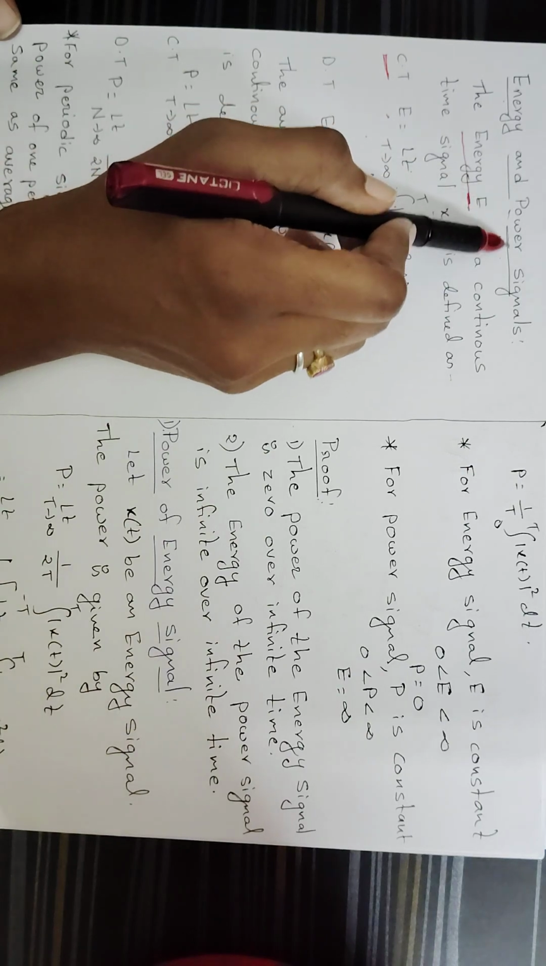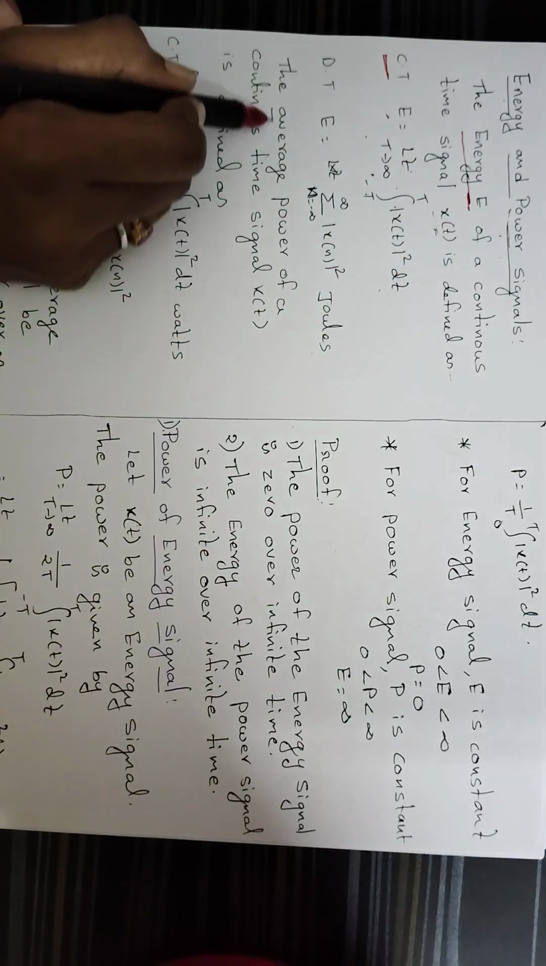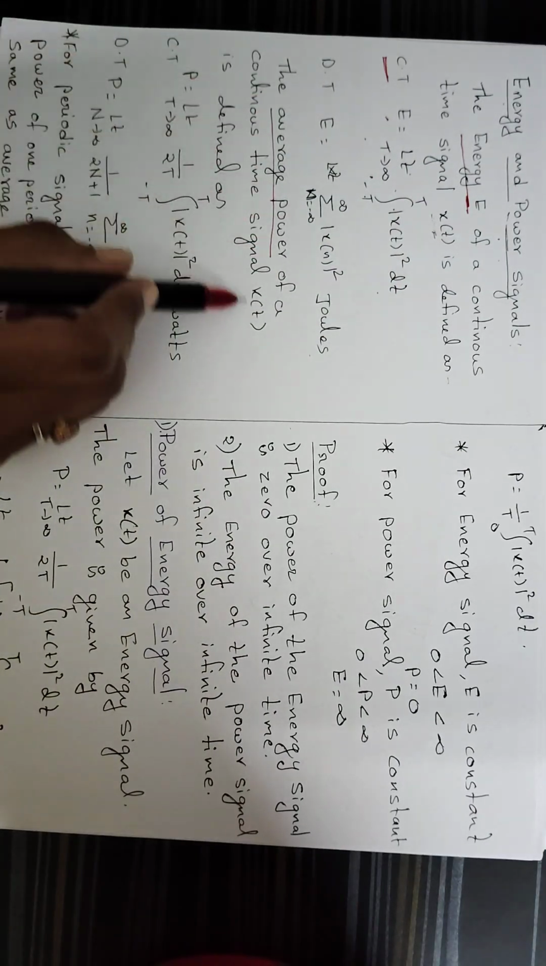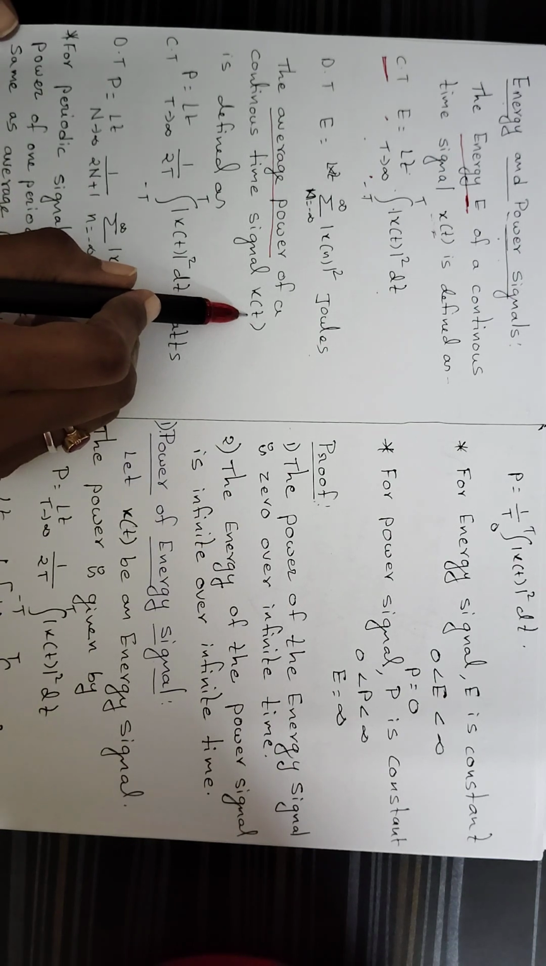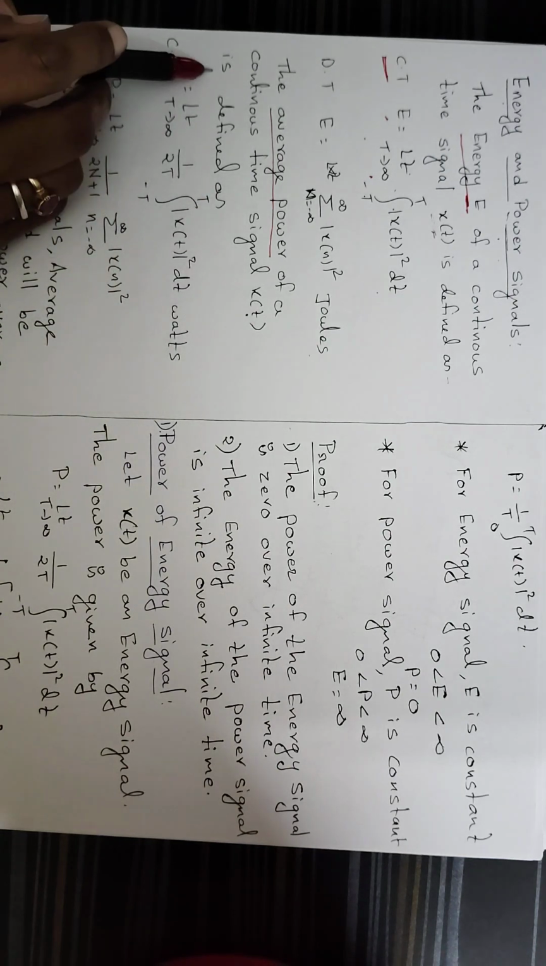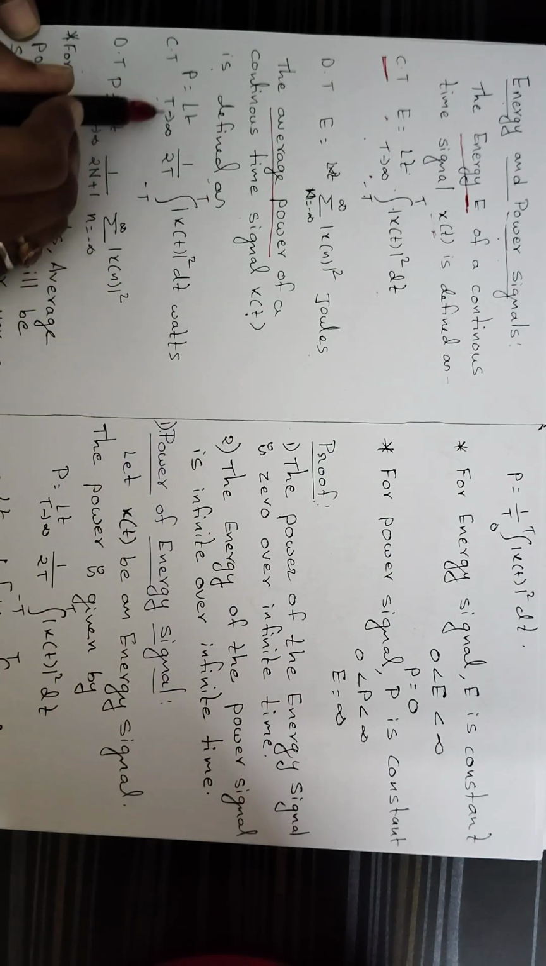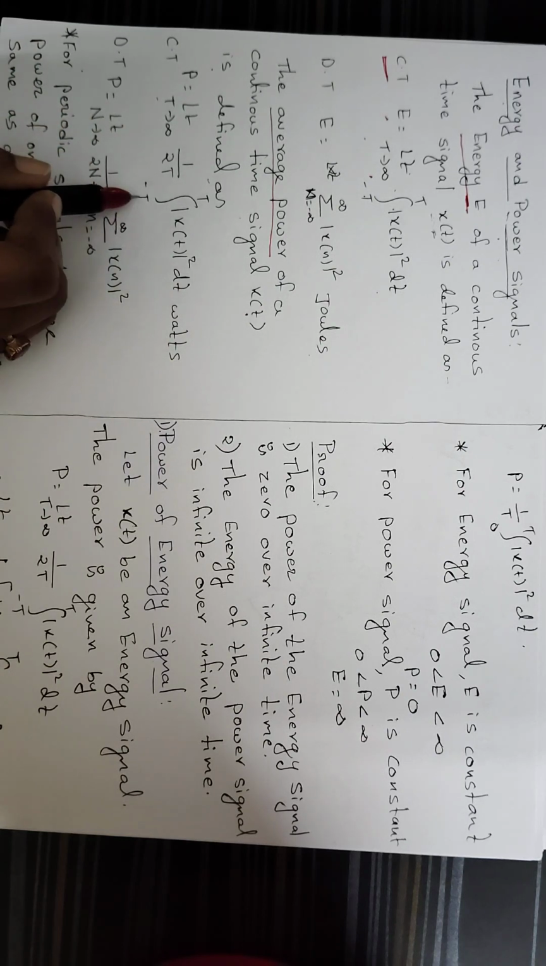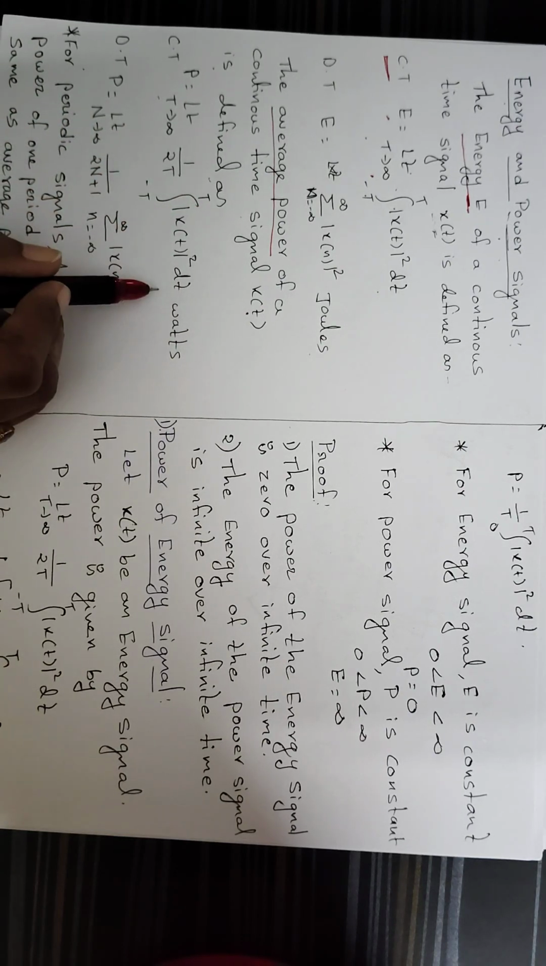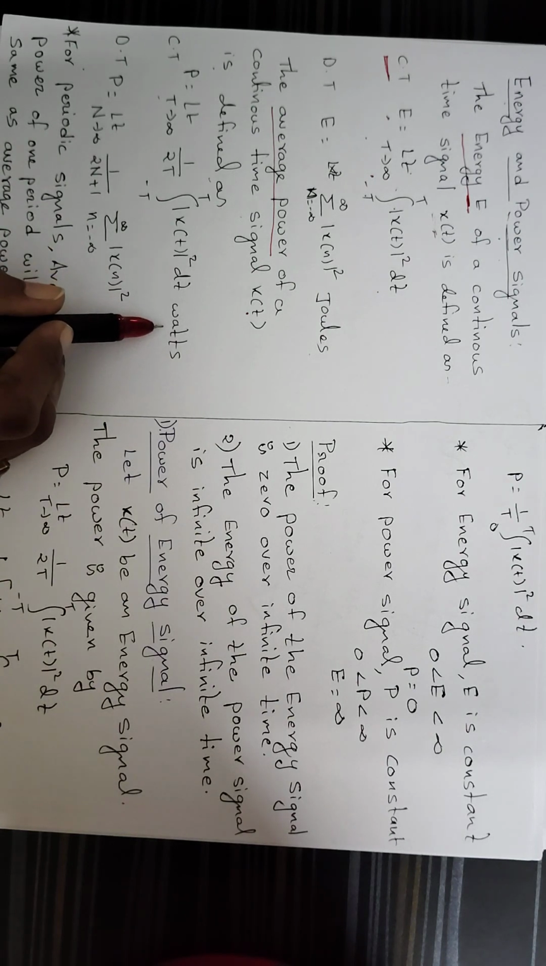Whereas how do we represent a power signal? Here is the average power of a continuous time signal x of t. If you write the power equation in the continuous time domain, it is limit T tends to infinity, 1 by T, integral from minus T to T of mod x of t whole squared into dt. The power is represented in units of watts.